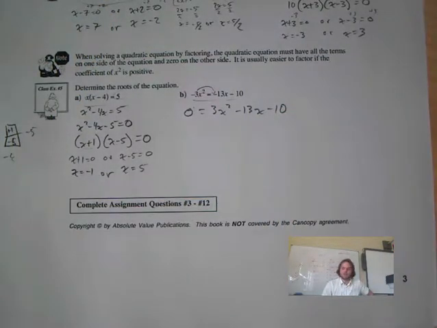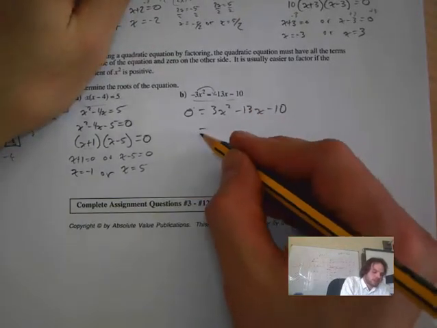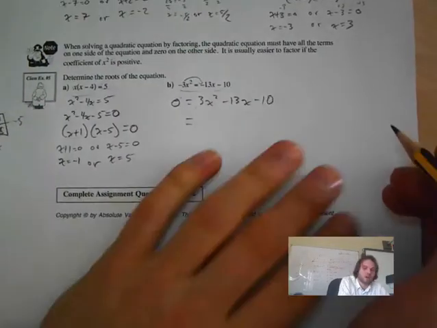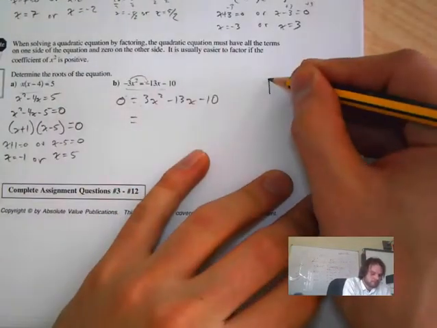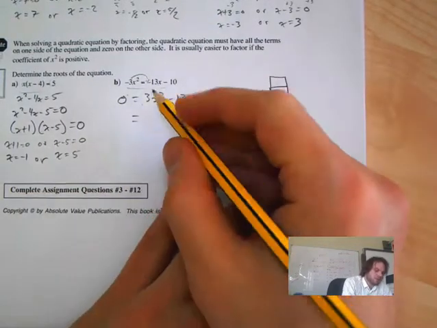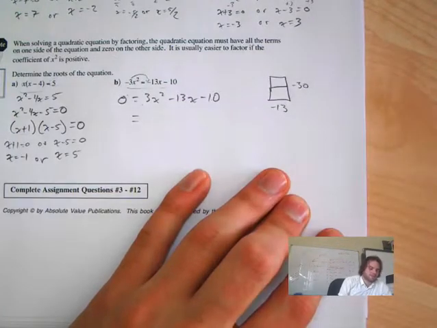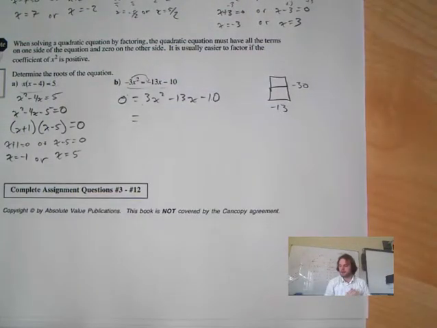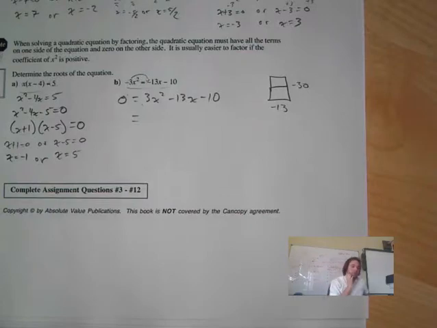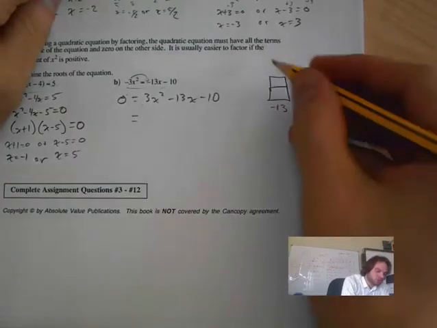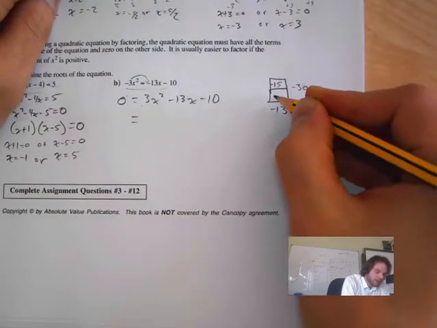Now, this one looks like a mess to factor, doesn't it? It does. So, I can't divide anything by both of those, so I'm going to have to try and factor it the long way. I'm going to use the box method again. So for this one, we're going to go 3 times negative 10 is negative 30, and we have negative 13. Okay? Now, I look at this. What adds together to get that? Well, I have 15 and 2, so I'm going to go 15 and 2.